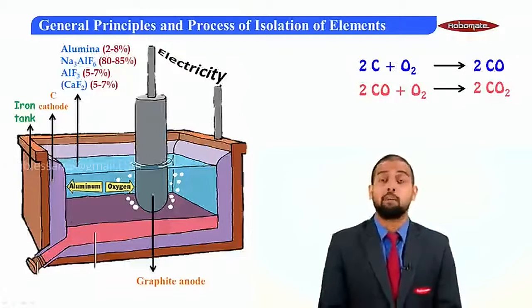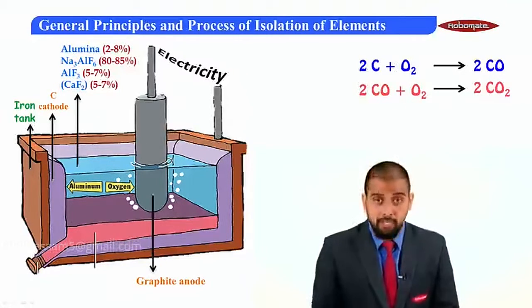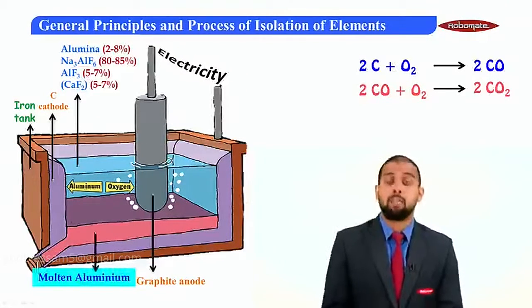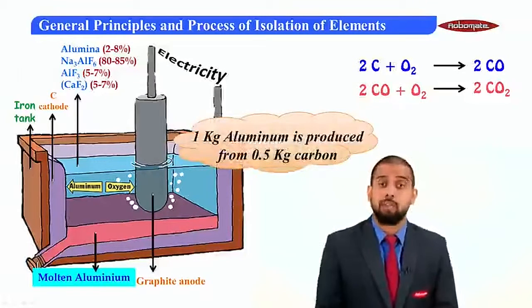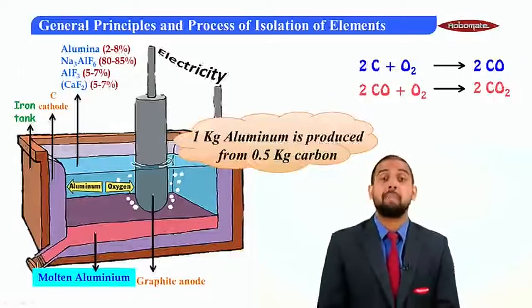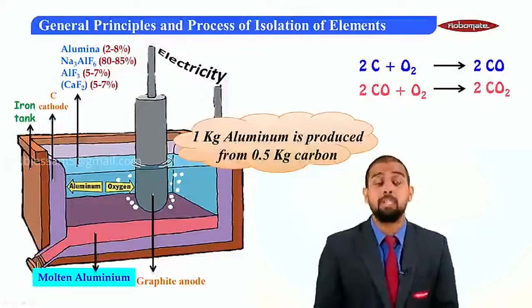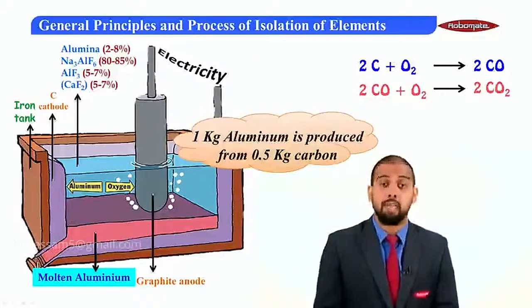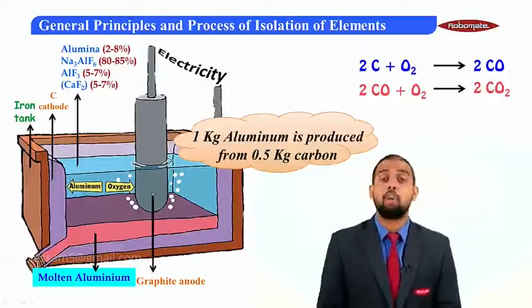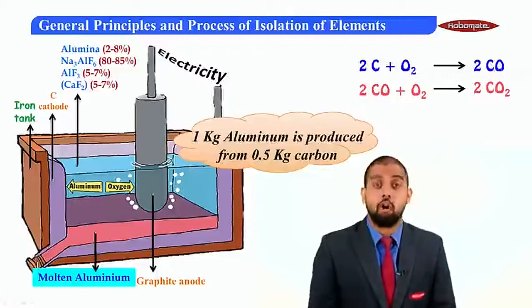So all that we need to remember in the Hall's and Héroult's process is, the molten pure aluminium is obtained at the bottom, and for every 1 kg of aluminium which has been produced over here, nearly 0.5 kilogram of carbon is burnt away in the form of carbon dioxide. So that is the Hall's and Héroult's process, which is the electrometallurgical reduction of aluminium.